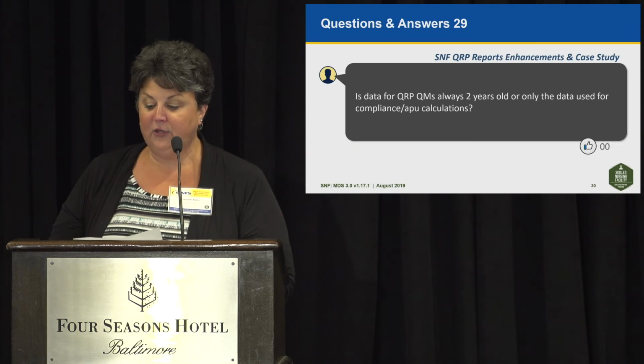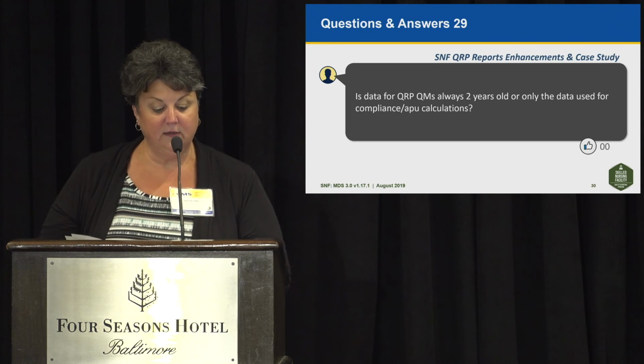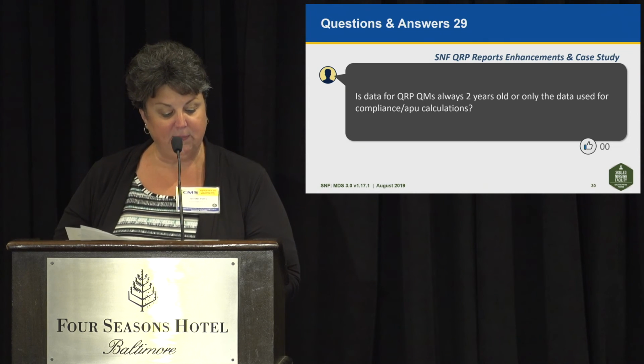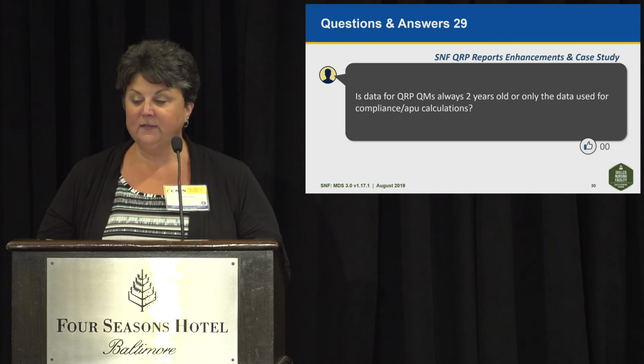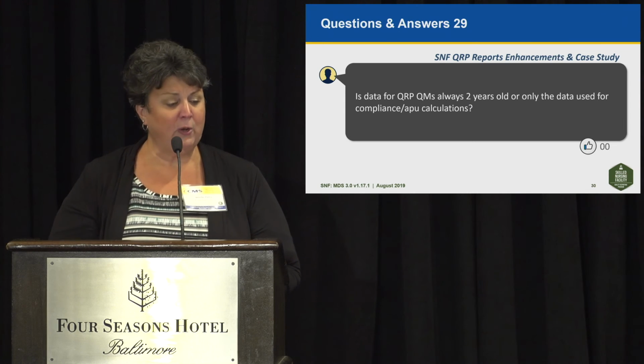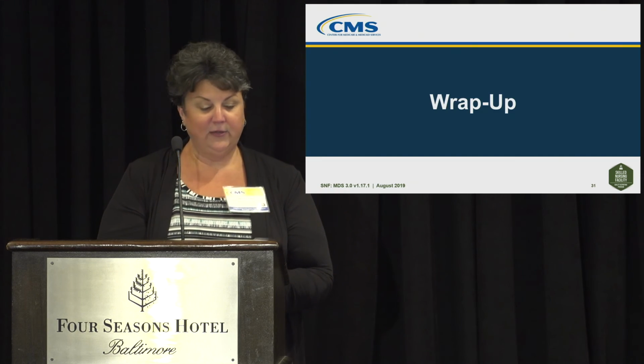For the SNF QRP QM reports, the default value is the end of the most recent calculated quarter. Again, you can select a different end date from the list. The begin date is a read-only field that is going to populate exactly 12 months prior to whatever end date you pick. That is all the questions that I have.